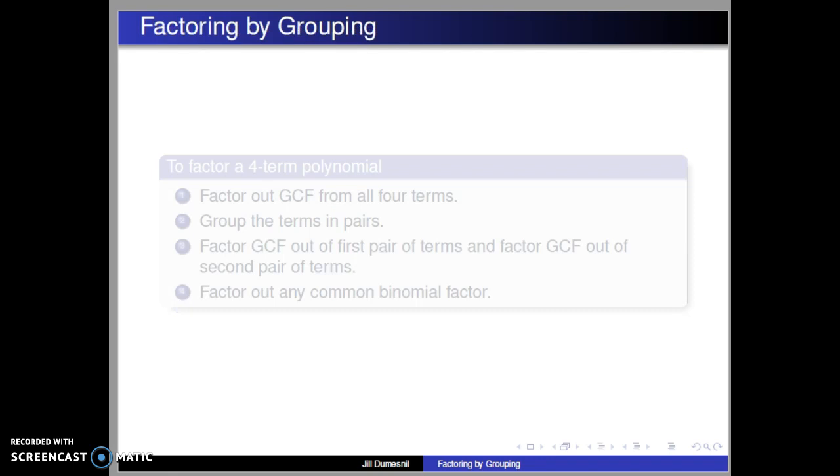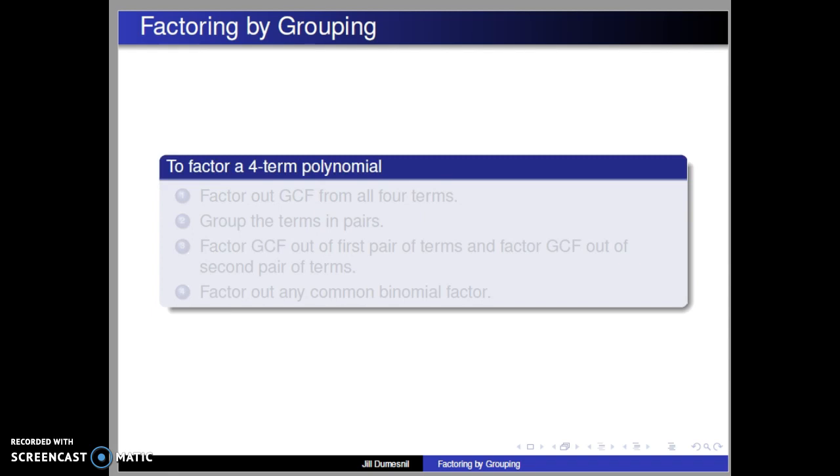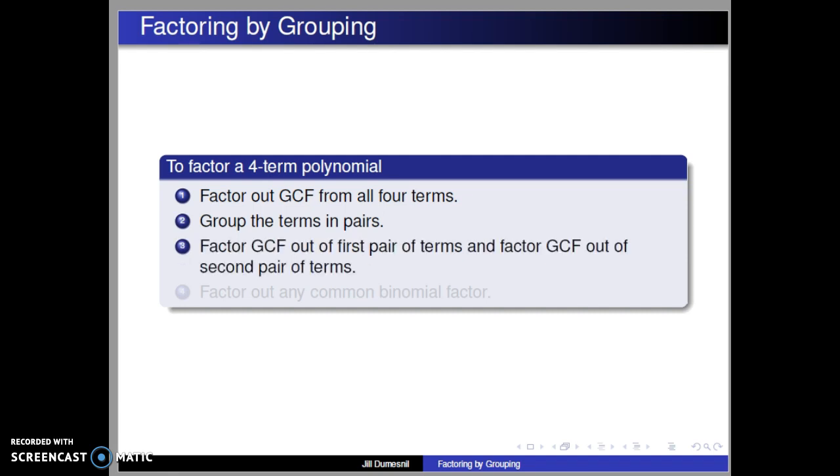Now let's consider how factoring by grouping works. To factor a 4-term polynomial, first, factor out any common factor from all 4 terms. Then group the terms in pairs. In each pair, factor out the GCD of that pair of terms. Finally, factor out any common binomial factor that results.